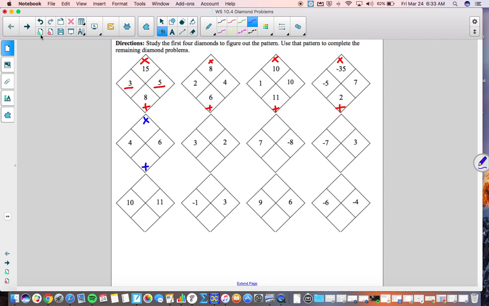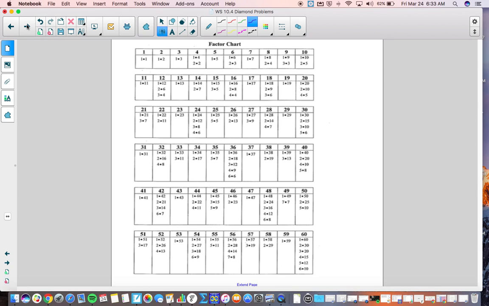Now, if you're like, oh man, my multiplication facts are not that good, there is a multiplication chart. I encourage everyone to have one because there are some numbers that maybe we forget how to multiply to, or there's a set of factors that is not commonly used for us. So this is a factor chart. It goes from 1 to 100.